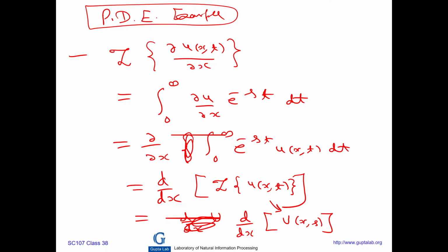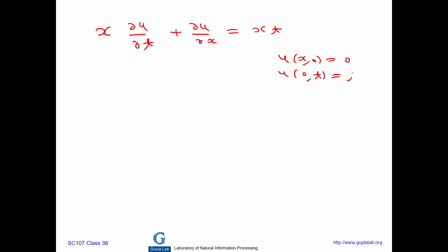Okay, so now the last example, there is a partial differential equation we want to solve. So keeping this formula in mind, suppose the equation is x times del u over del t plus del u over del x is equal to x into t. U of x,0 is 0 and u of 0,t is t. Initial value problem, I would say again. Okay. So how do you solve this?